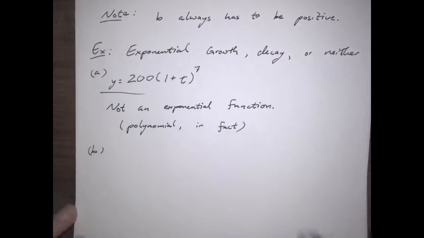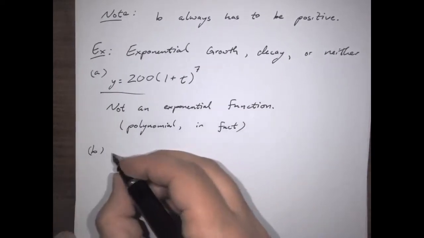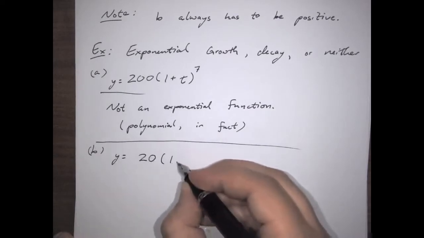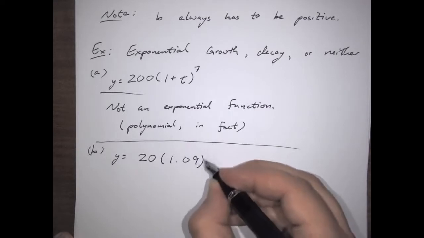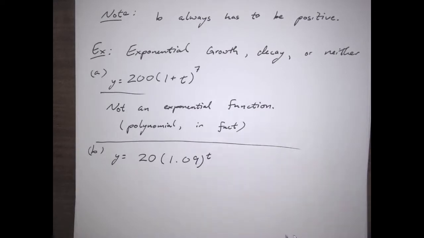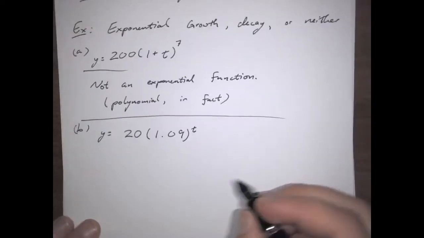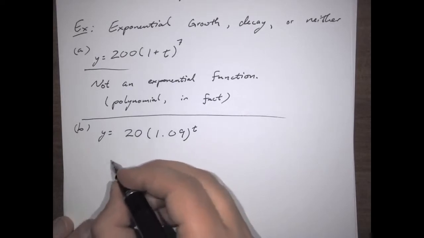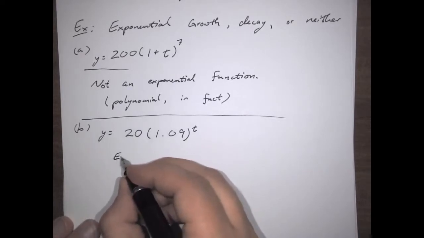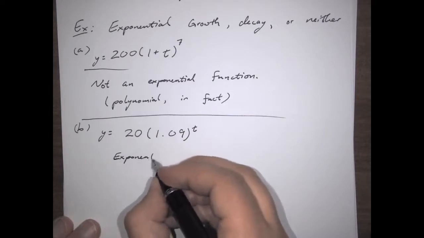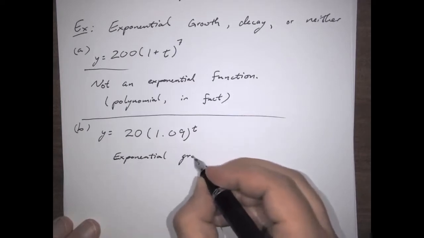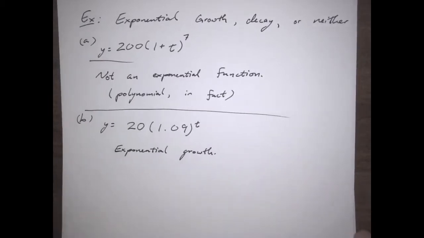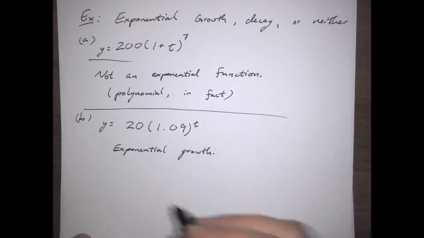Okay, well, what about if we had something like y equals 20 times 1.09 to the t? So this is an exponential function, and because b is greater than 1, it is exponential growth. And in fact, we can say more. We can say what the starting value was. We can say what the growth rate actually was.